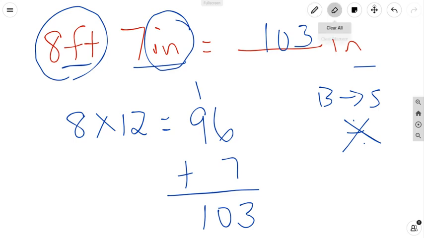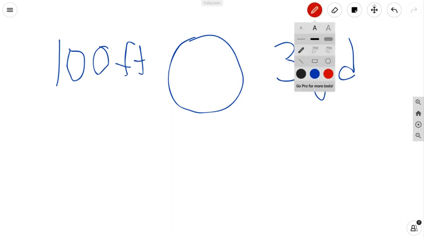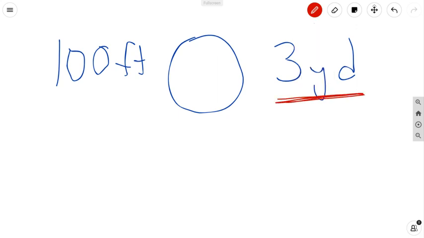You may also see some questions that are comparison questions, like this one. What if I have 100 feet and I have 3 yards? I want to know which one's greater than, less than, or equal to. Well, first I'd have to convert them both to the same unit. So let's just say I want to convert them both to feet. I want to go from yards to feet because I want them to be the same.